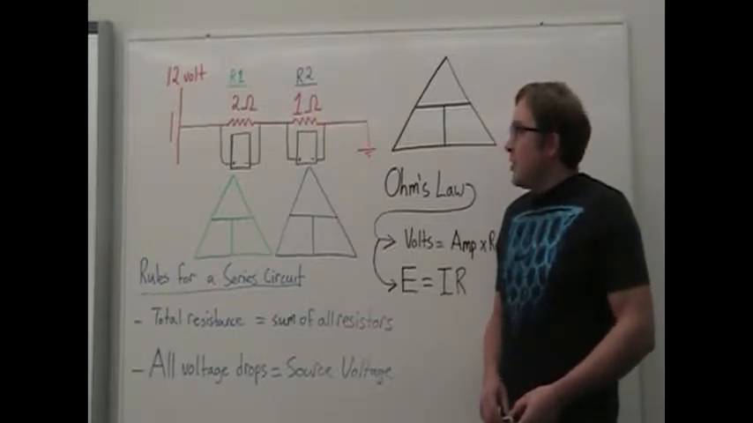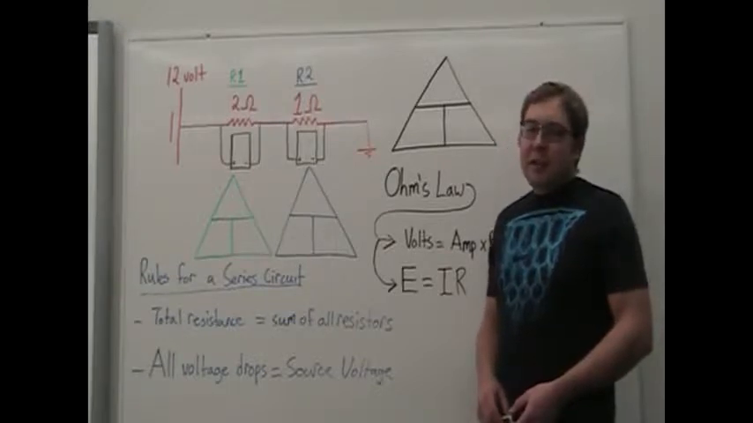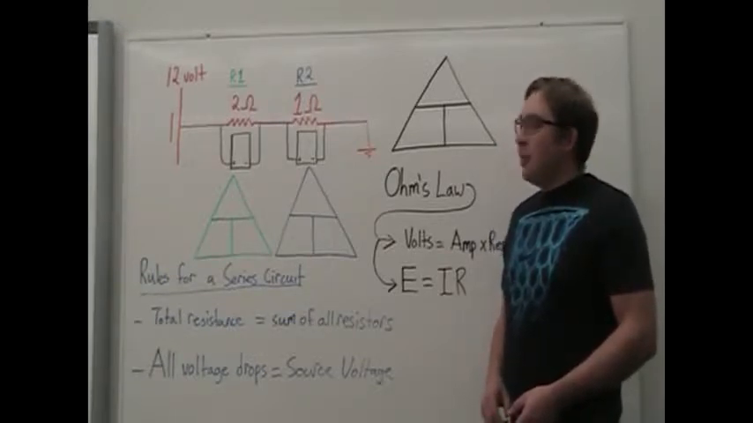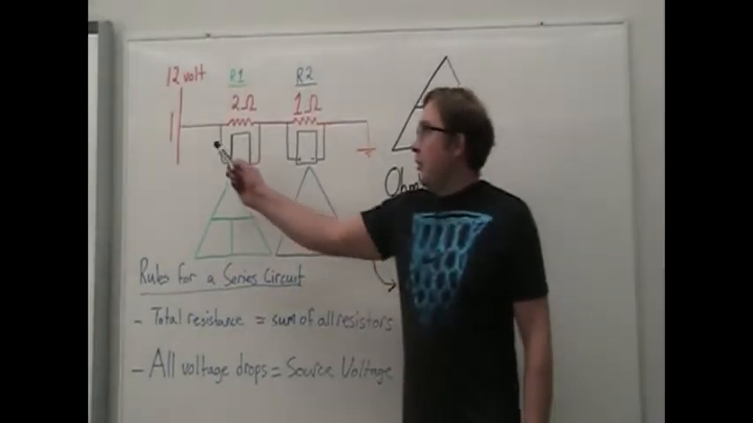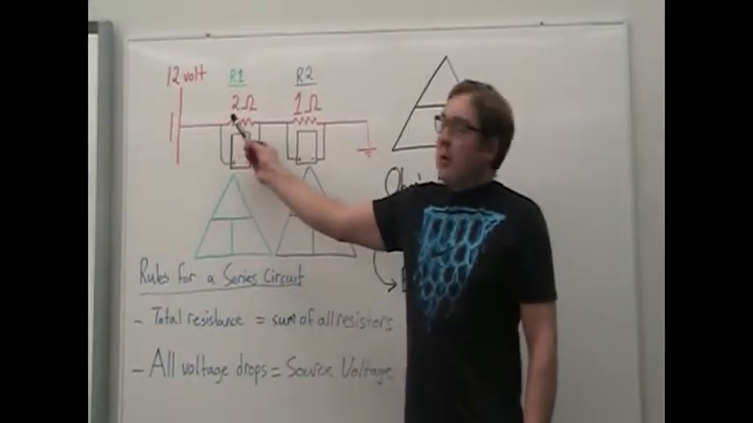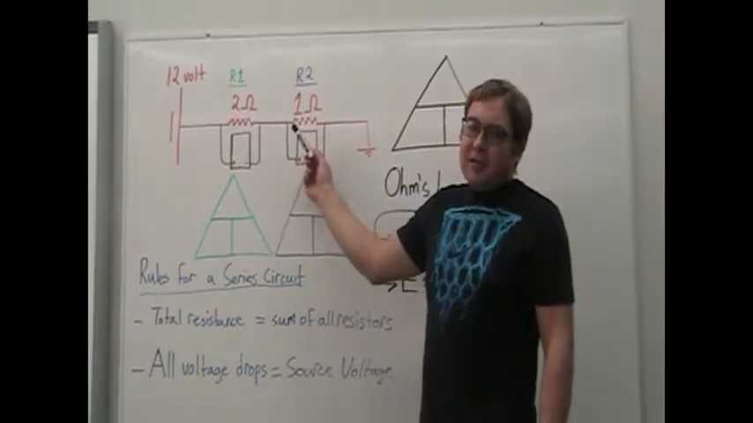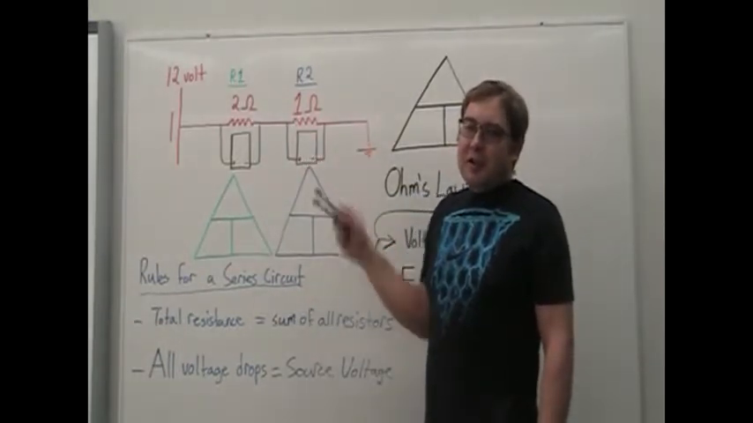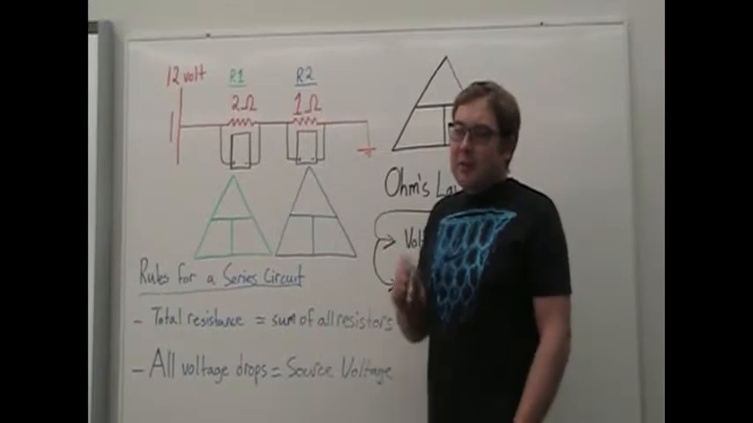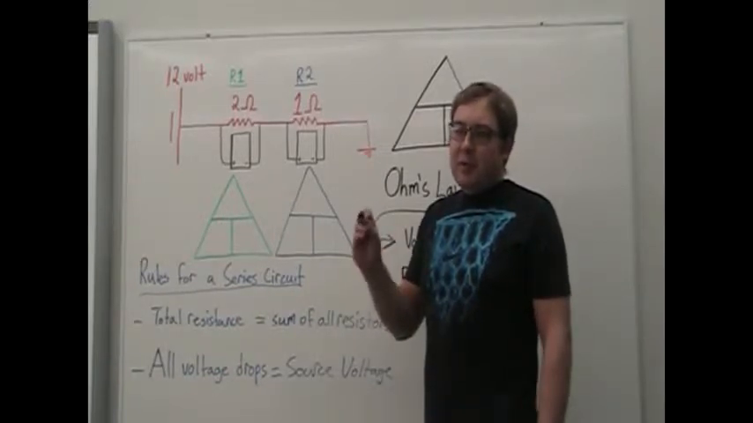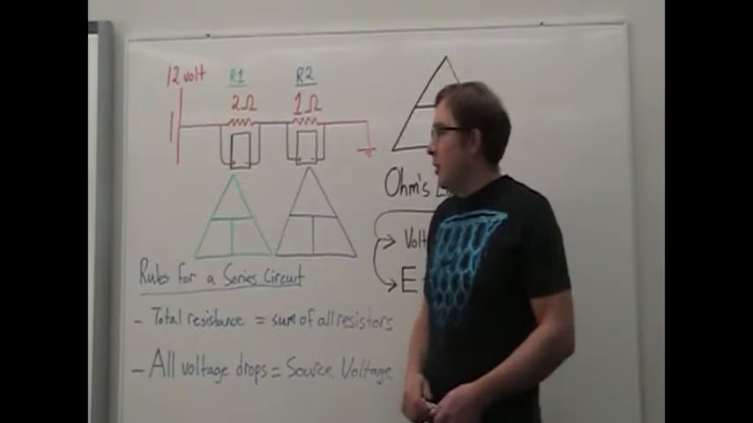Okay, so a series circuit in an electrical system is a circuit where the current will run through one resistor and then through the next resistor and through the next one and so on and so on. Okay, so series means it runs through one and into the other.